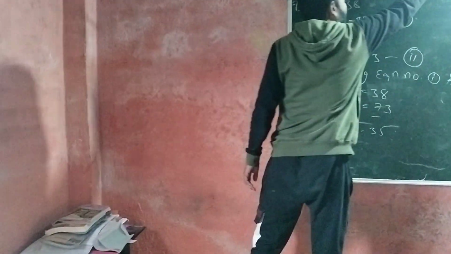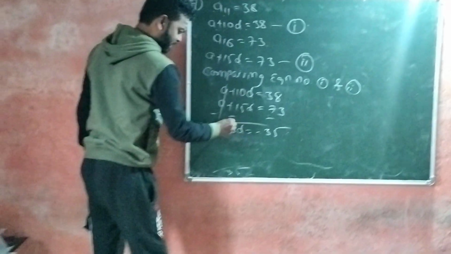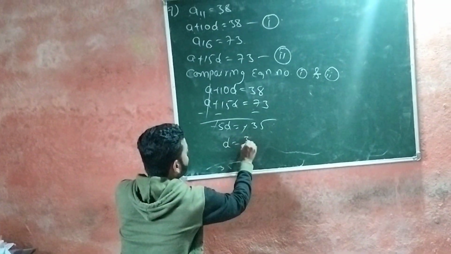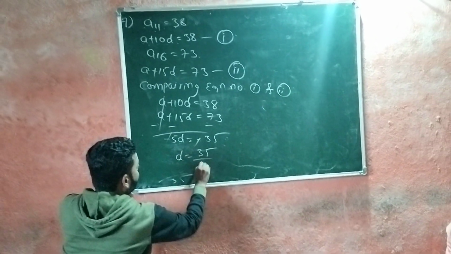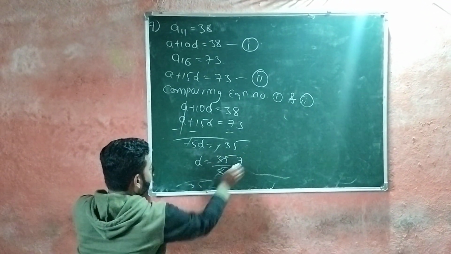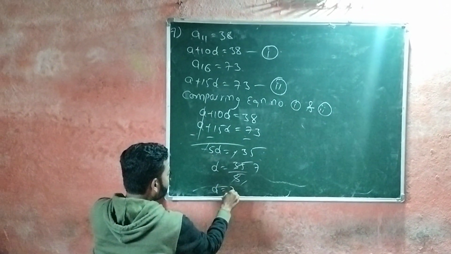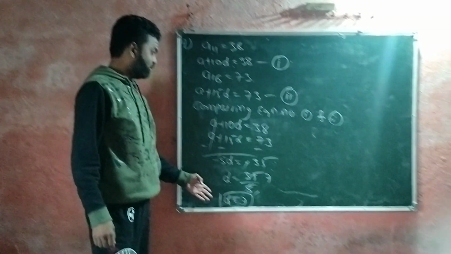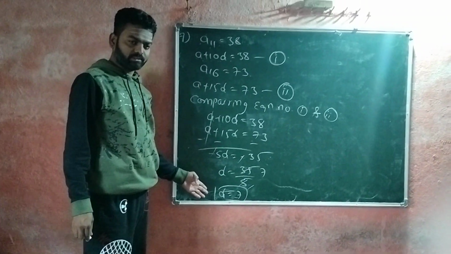Okay now, minus minus gets cancelled. So now D is equal to 35 by 5. Multiply 5 and 7, therefore D equals how much? 7. So now the D value, listen here first.